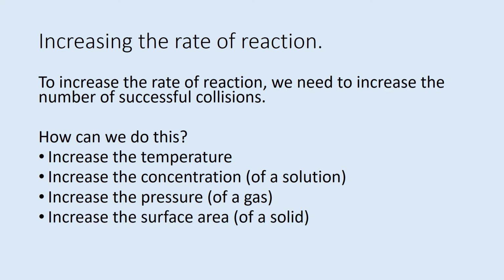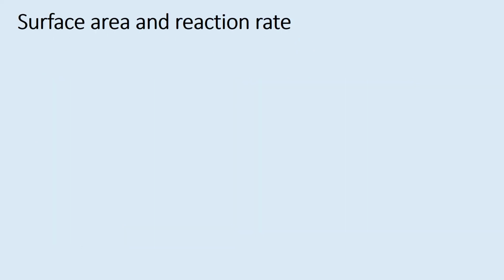If you have a solid, you can increase the surface area, and we're going to look at that one in more detail in a second. And finally, of course, you can add a catalyst, which provides an alternative reaction pathway with a lower activation energy. So in this part of the lesson, we're going to have a look at specifically surface area and how that affects reaction rate.